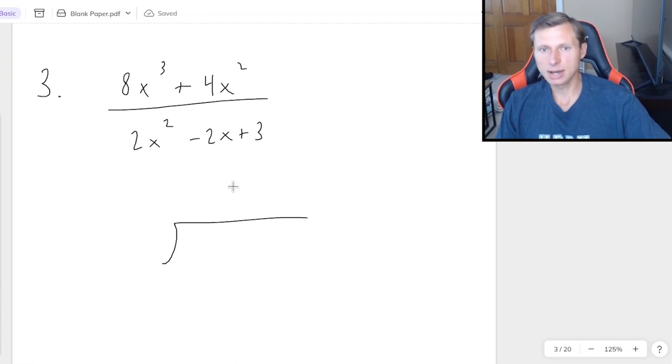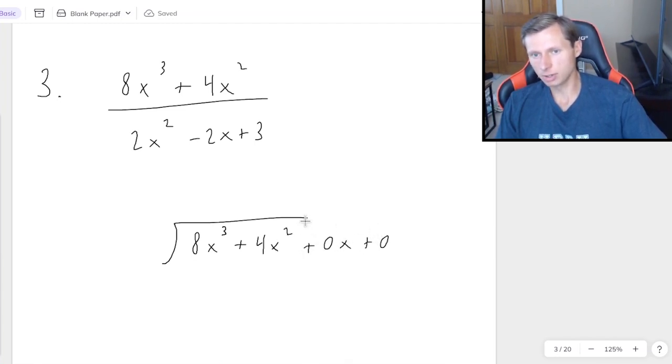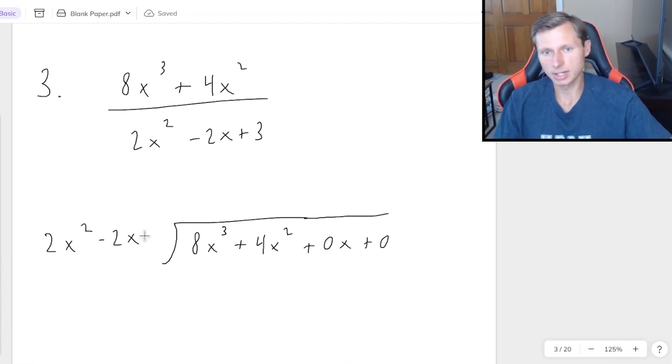Okay, so first, my house. The thing inside the house is always the numerator, the first term, which is 8x cubed plus 4x squared. And I'll just write the plus 0x plus 0 for good measure. And then outside my house is 2x squared minus 2x plus 3. So I got to play my favorite game. What do I have to multiply by 2x squared to get me 8x cubed? And the answer is 4x. So the 4x will go right here above the x.